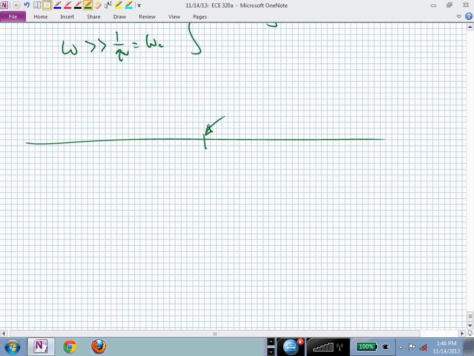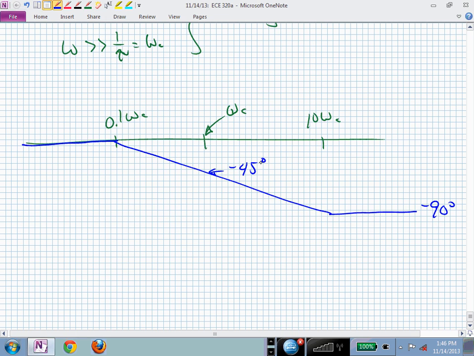we have our cutoff frequency, omega c. We go down a decade. We go up a decade. We are at 0 here. We are at minus 90 here. And we simply connect that with a straight line. And this should be at minus 45 degrees right at the cutoff frequency if that was sketched properly.